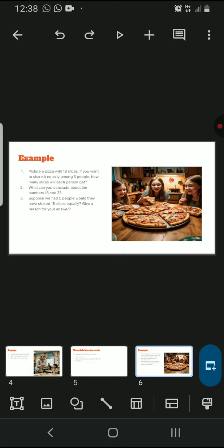Example, picture a pizza with 18 slices. If you want to share it equally among 3 people, how many slices will each person get? In this scenario, we are trying to revive the idea of sharing and dividing in pupils, which they already know.